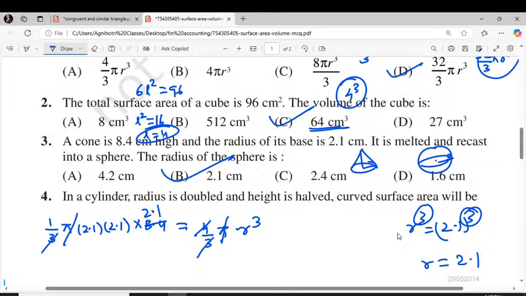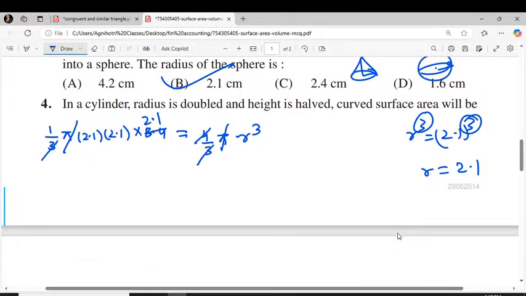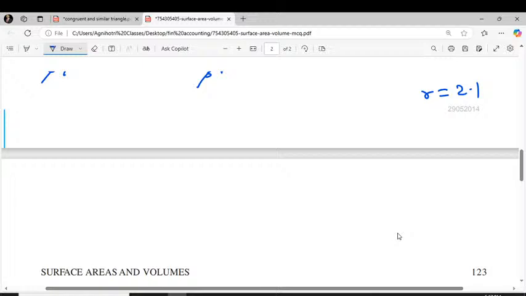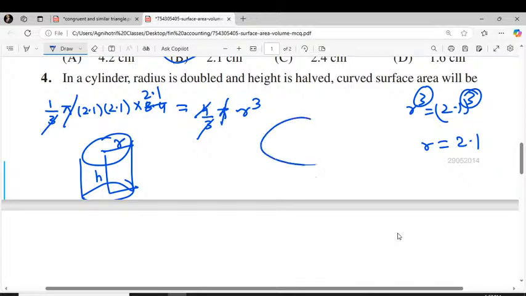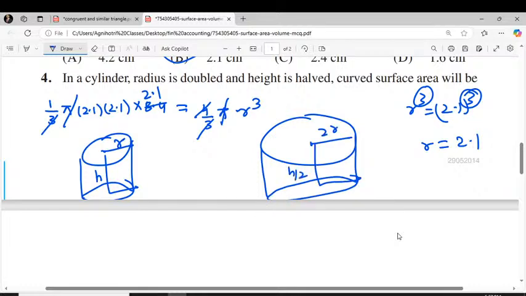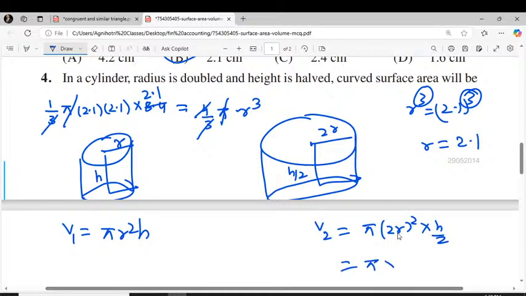Okay, can you try answering the fourth? Yes, this is a cylinder, you can assume it to be of height h and radius r, but now you have doubled the radius and you have halved the height. Earlier the volume, let's say V1, was pi r square h. Now the volume is going to be pi twice r square into h by 2.